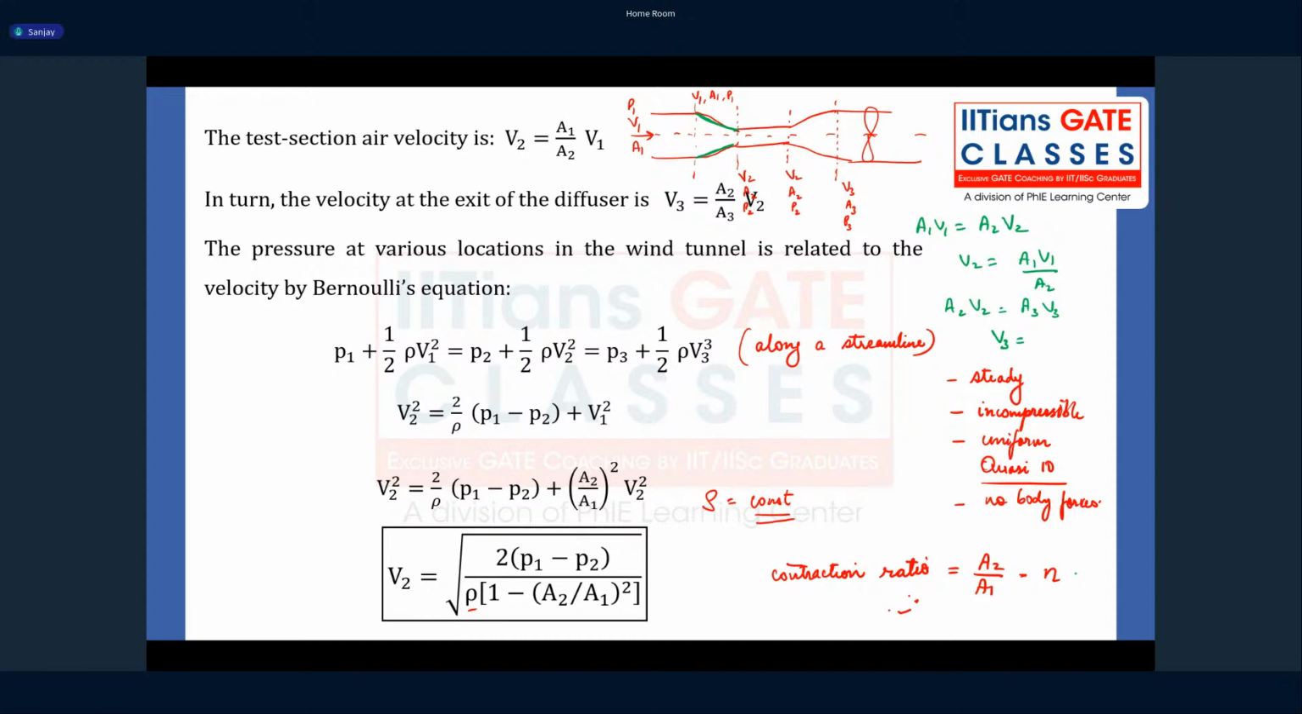So you can see you have now eliminated V1, that is the inlet velocity that we don't know. But A2 by A1 we know, rho we know. What we don't know is now P1 minus P2. We don't know how much is the pressure drop across the nozzle required to accelerate the flow. So can someone suggest how do you experimentally measure this pressure difference? How will you measure this pressure difference experimentally?